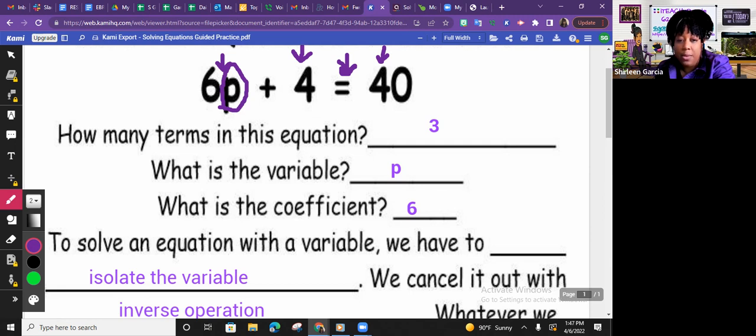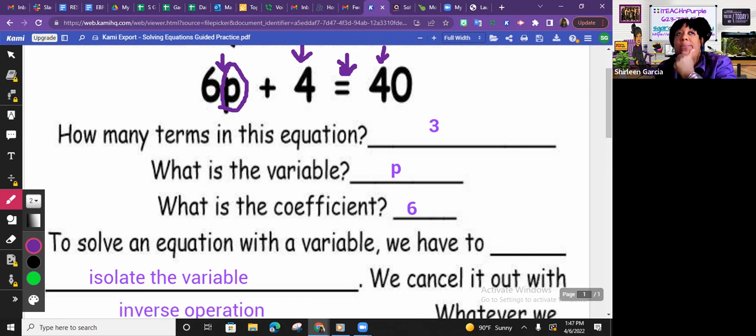What is the variable? That's the letter. It's p. What is the coefficient? The coefficient is married to the variable so they can multiply. And that's the 6. 6 is hanging out right next to the p as husband and wife. They're married together, okay? So the first step is to isolate the variable. We want to get the p by itself. So we have to get rid of this part of the equation. How do we get rid of it?